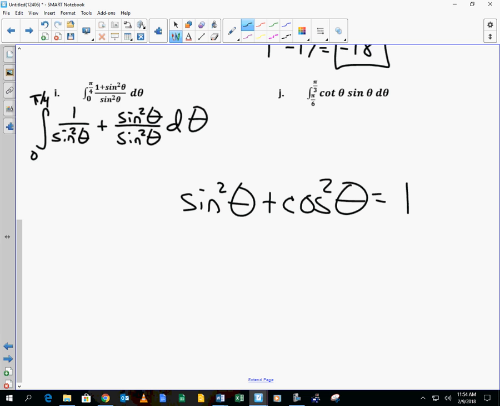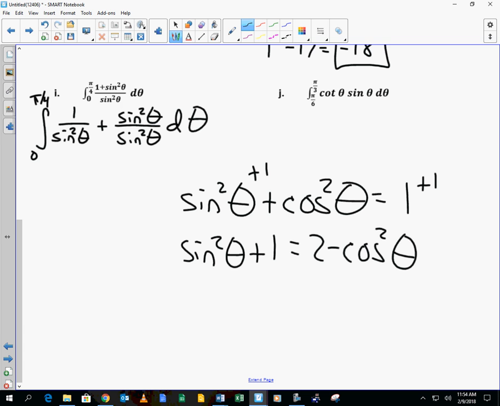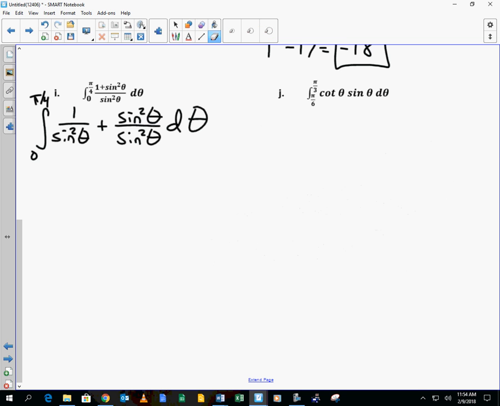I guess you could do this. You could do sine squared of theta plus 1. You could add a 1 to both sides. Well, so that would be equal to 2 minus cosine squared of theta. But it doesn't help us to put a 2 minus cosine squared of theta in there. But what I can do is this.